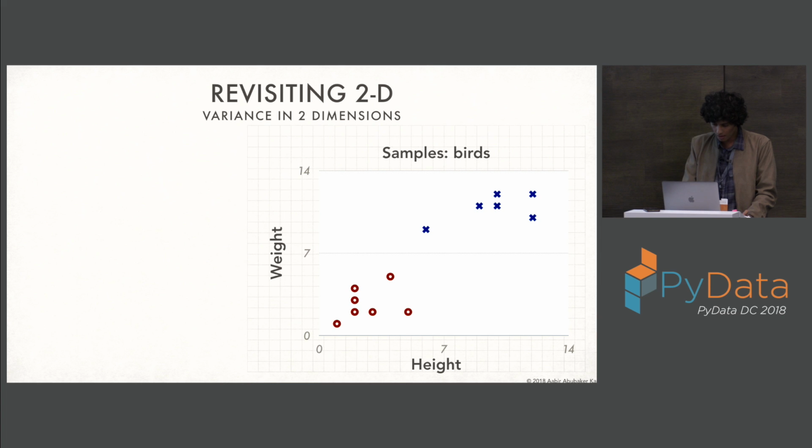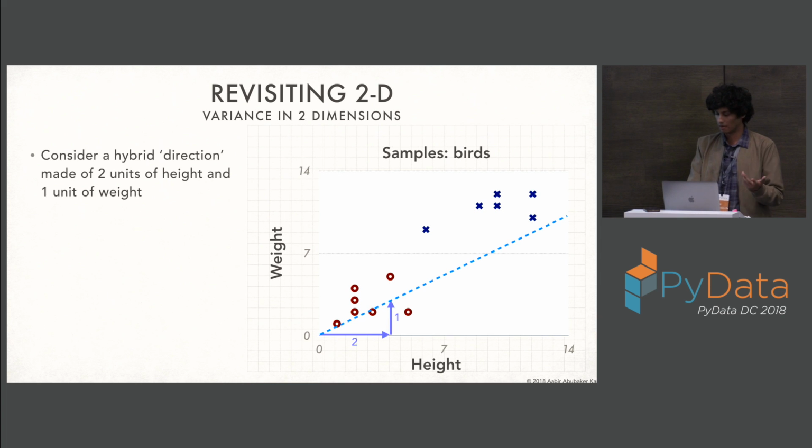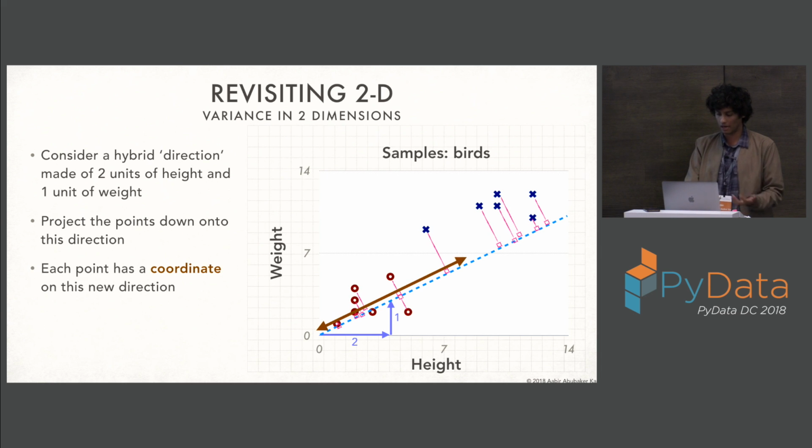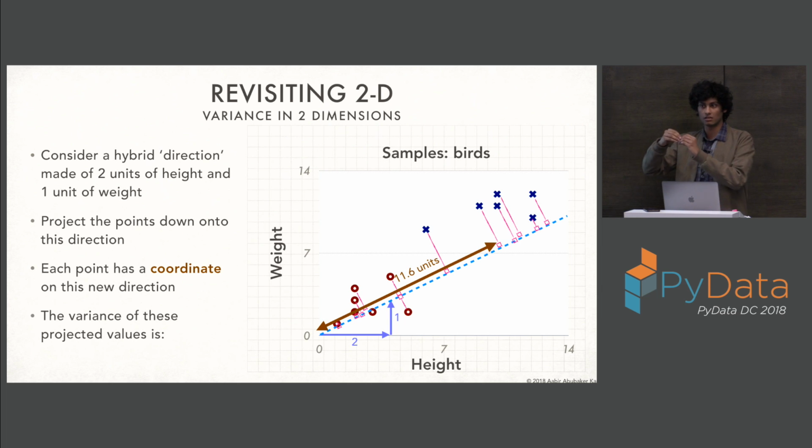So let's pick this random hybrid direction that I just kind of did because it's convenient. Project the points down onto these directions, like we did onto the x and y axes before. So each point now has a coordinate on this new axis. This is 11.6 units for this particular point. And you can calculate the variance of these projections, right? And we had 19 and 15 or something like that before.